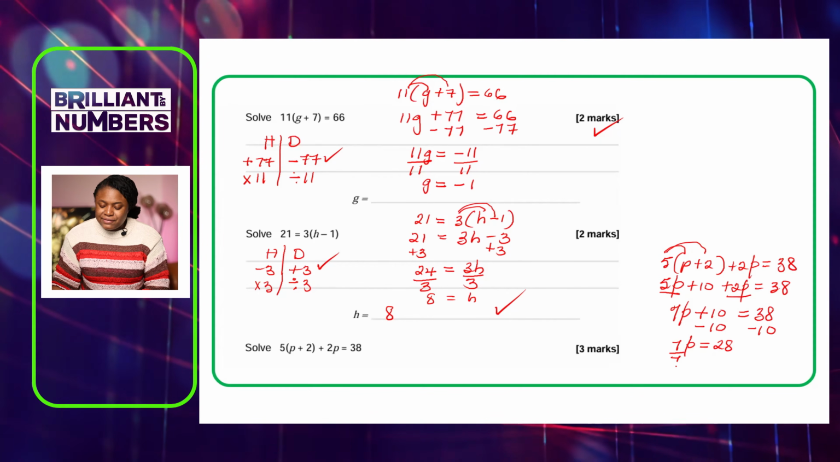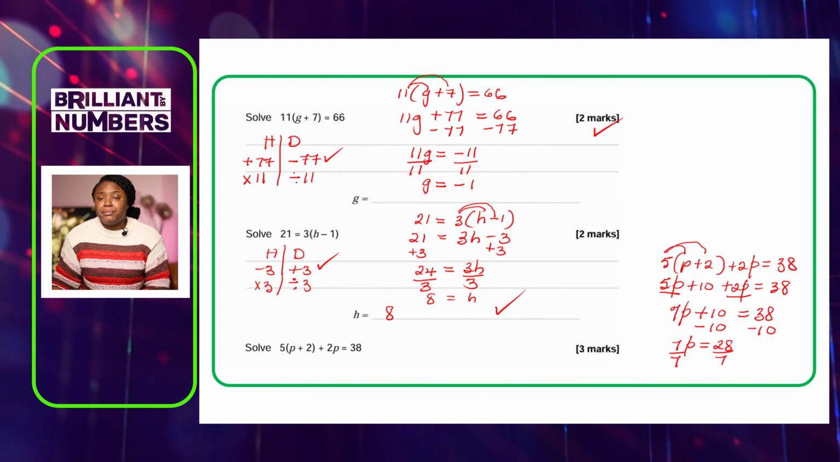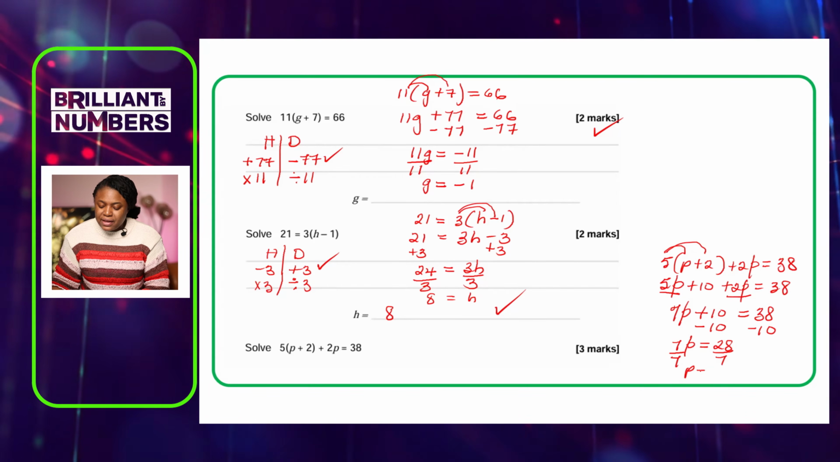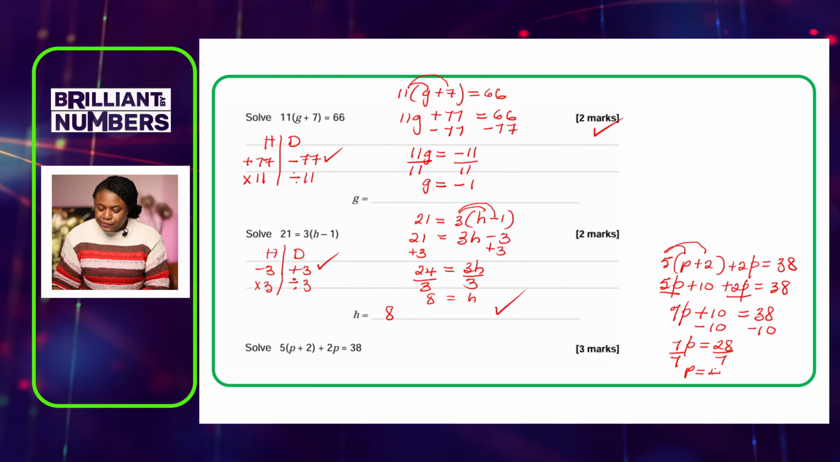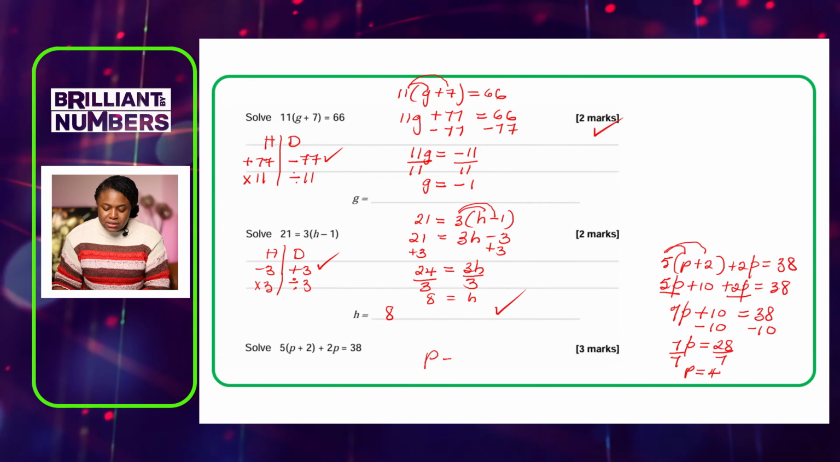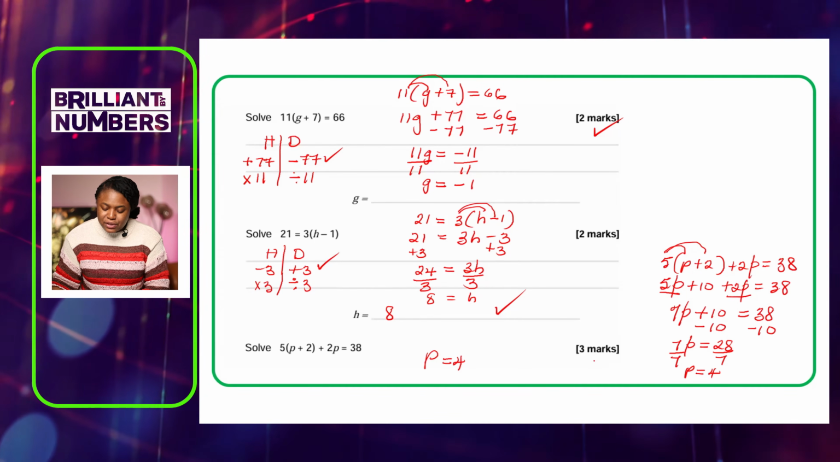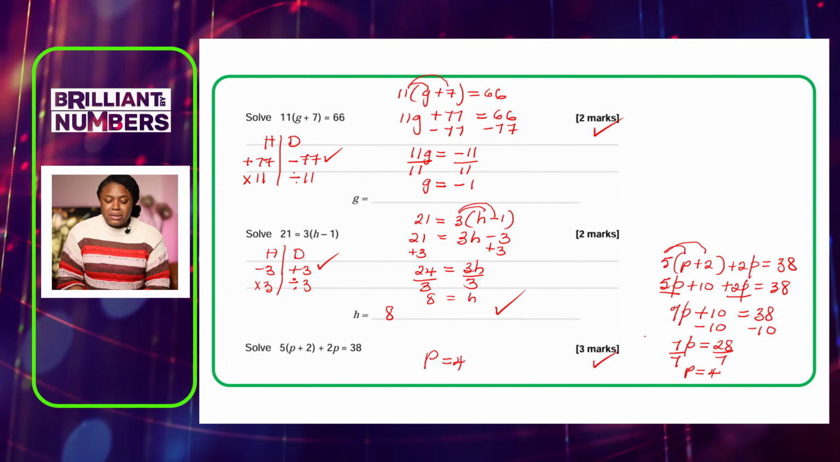Then I need to divide by 7 on both sides. So p therefore is equal to 28 divided by 7, which is 4. So p then is equal to 4. We can see the progression there. That's 3 marks. Now I know by now some people may say these questions seem very simple.